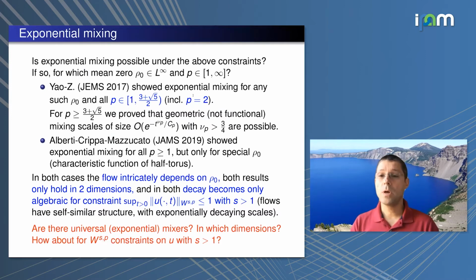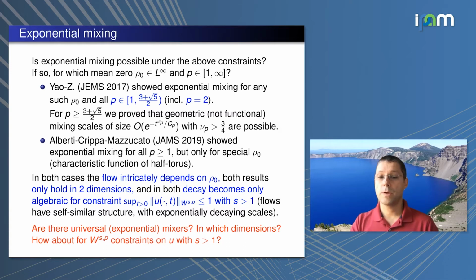But the flow depends on the initial datum. So you are given an initial datum, and then you come up with a flow that does the mixing for that initial datum. In fact, we can also handle p greater than this number, but then the mixing is not exponential, it's a little bit slower.